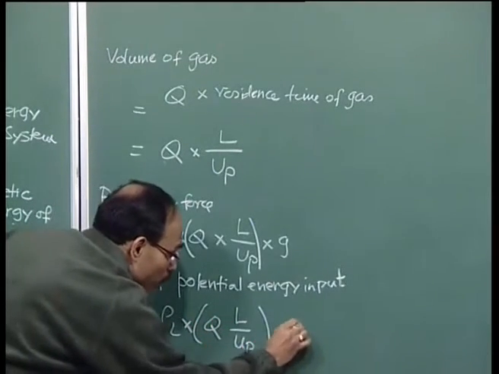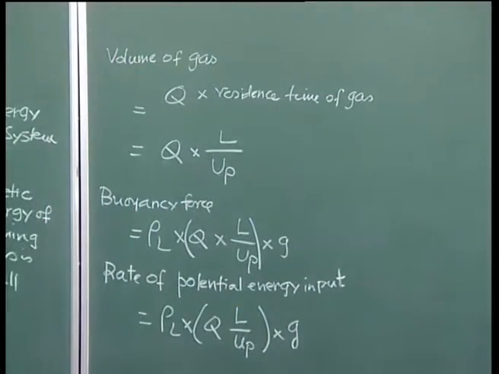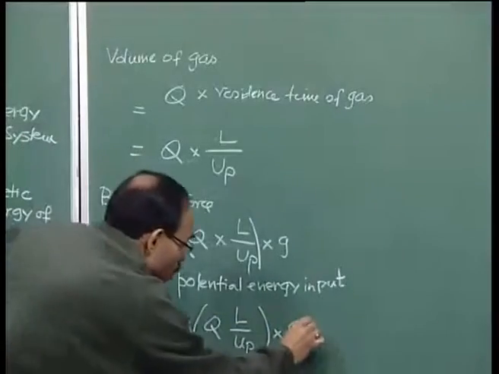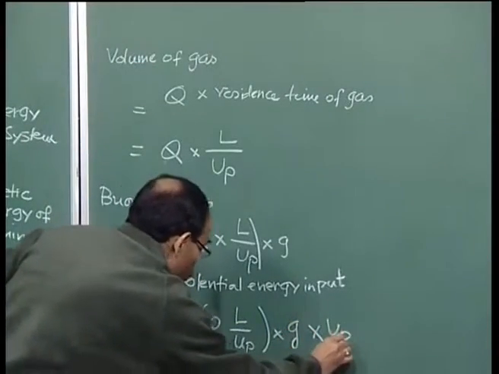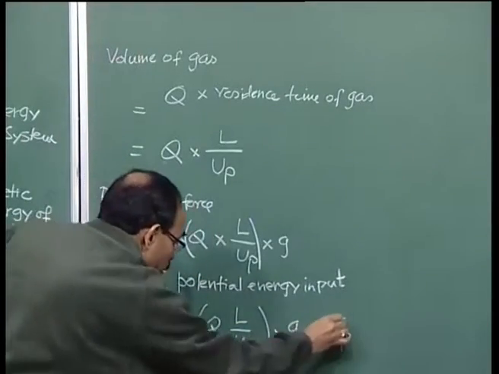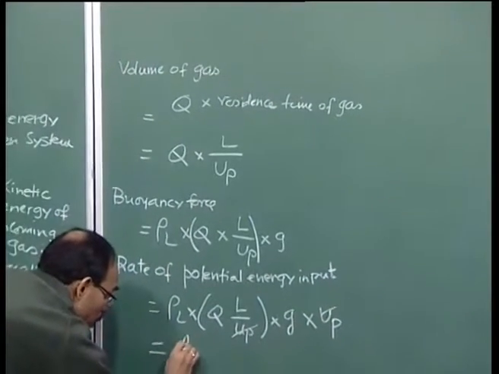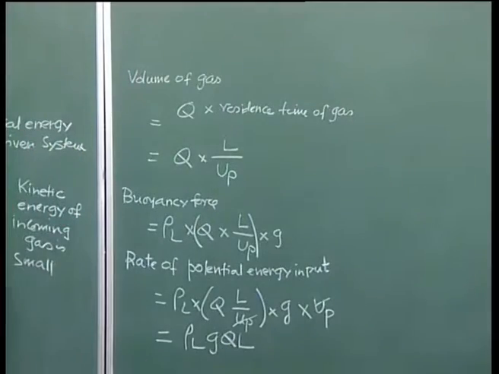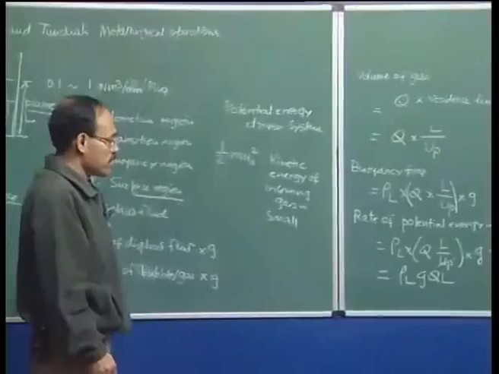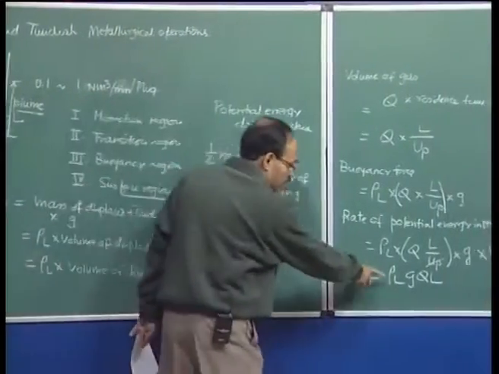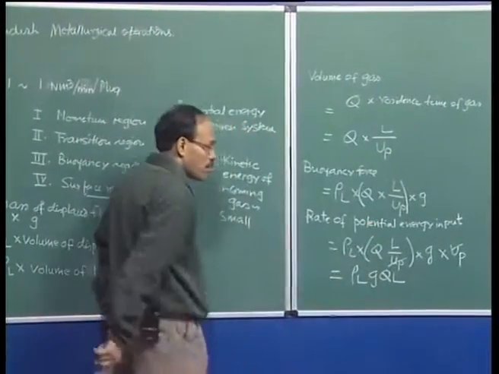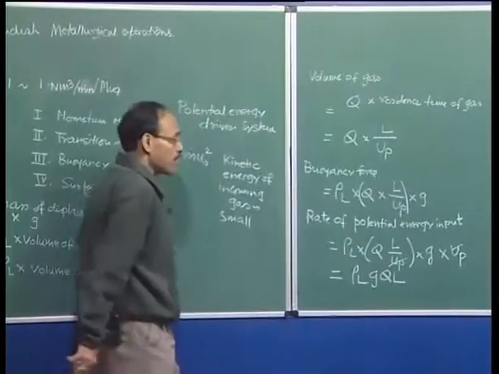And with what velocity are the gases rising? As I have assumed here, the gases are rising with a velocity equal to U P. So I multiply by this U P, and therefore the U P cancels out. This gives me rho liquid G Q into L. So the potential energy input rate to the gas-liquid system is the density of the liquid multiplied by the acceleration due to gravity, the gas flow rate, and the depth of liquid.